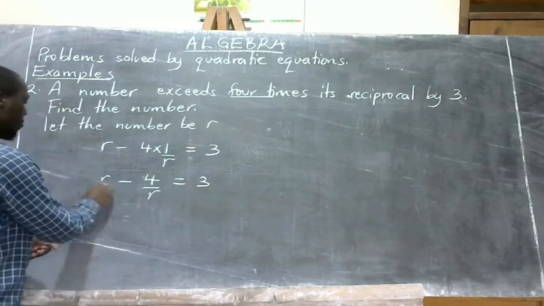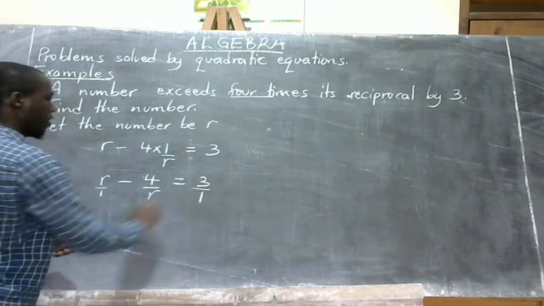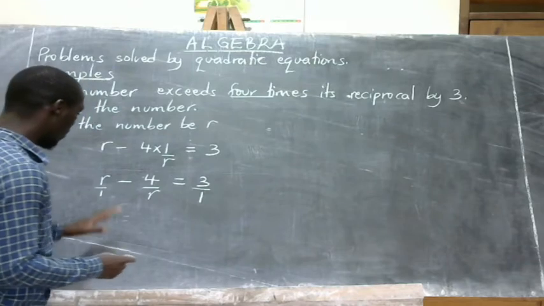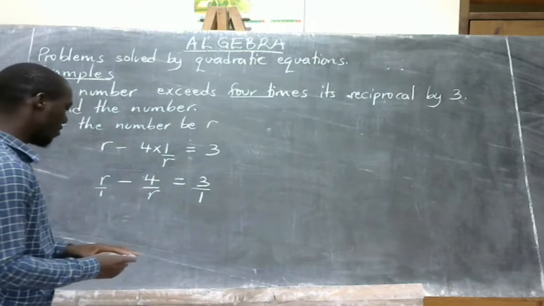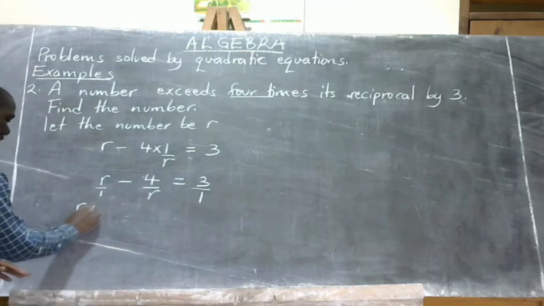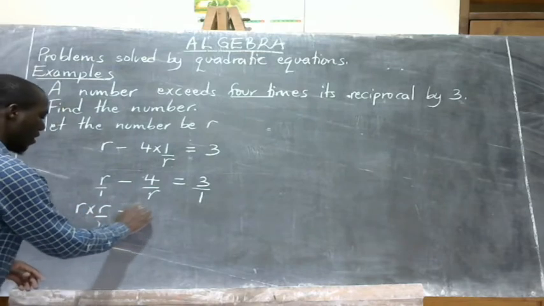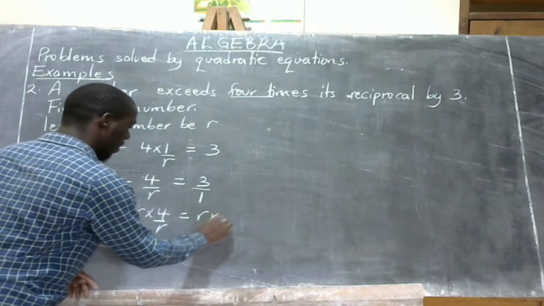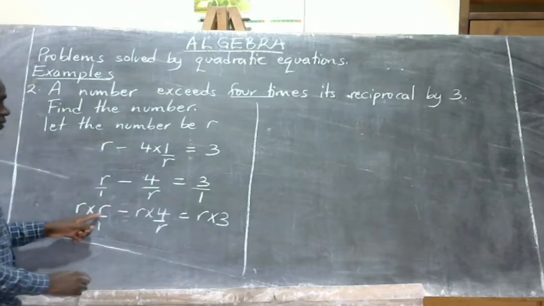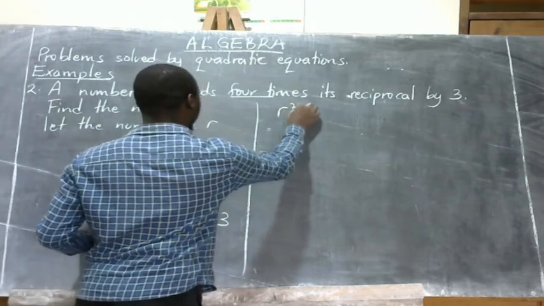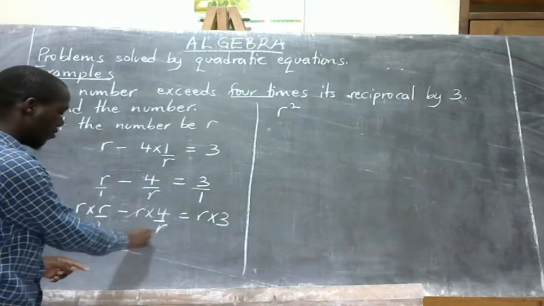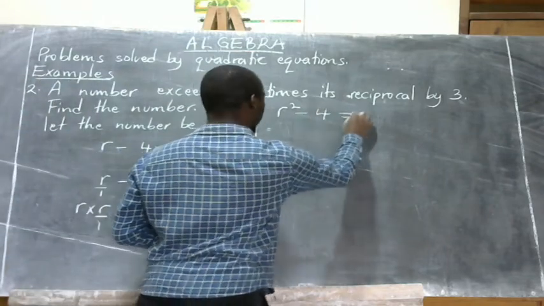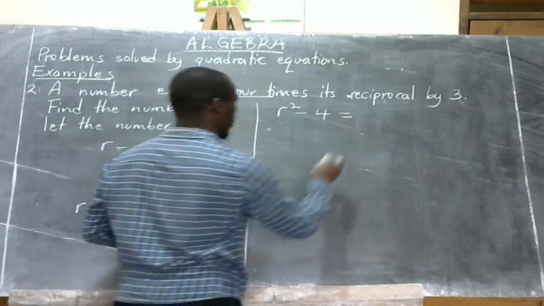Now here you can see we have a fraction. The LCM of the denominators is going to be r. So I'm going to get r and multiply it throughout the whole equation. So that is r times r all over 1 minus r times 4 all over r is equal to r times 3. So here you get r squared, then the r cancels with that to leave a minus 4 is equal to 3r.